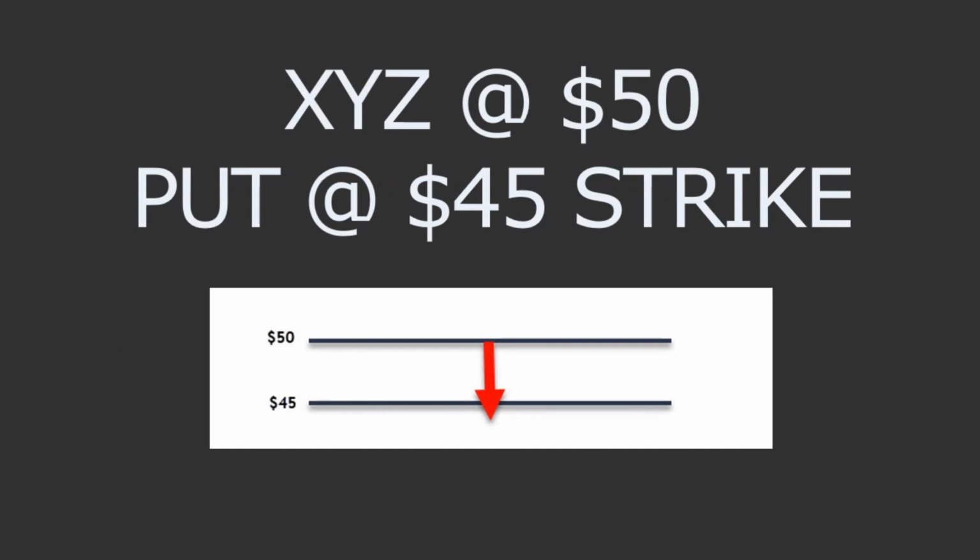So here's an example. You hold 100 shares of XYZ Corp. It's trading at $50 a share. Now you're concerned the stock price might fall, but you want to retain the potential for profit if it goes up. So the investor buys one put option on those stocks with a strike price of $45 and an expiration date in 3 months.